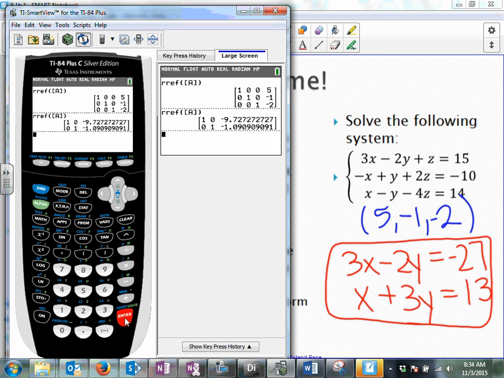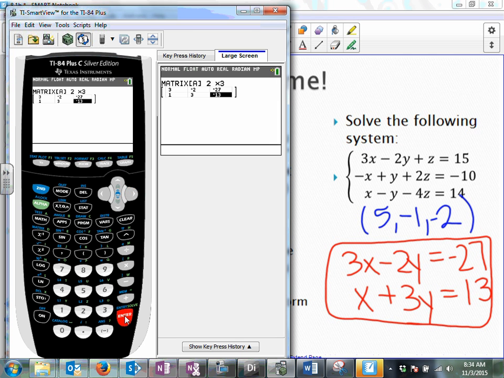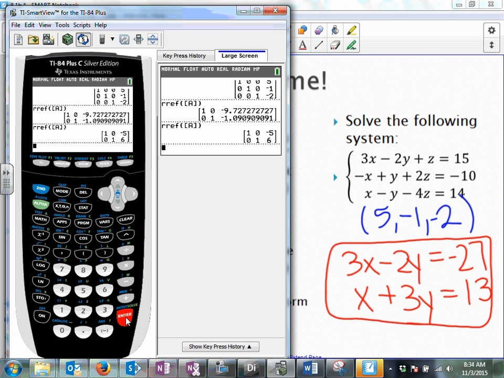Oh, did I type it in wrong? Yeah. Yep. What's your goal? The red one.